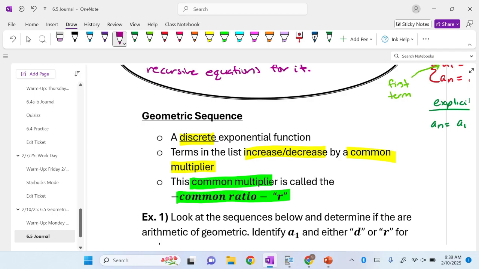Like I said, when you're thinking y equals a times b to the x power, the b is known as your common ratio. But in terms of geometric sequences, we're going to call our b value r.